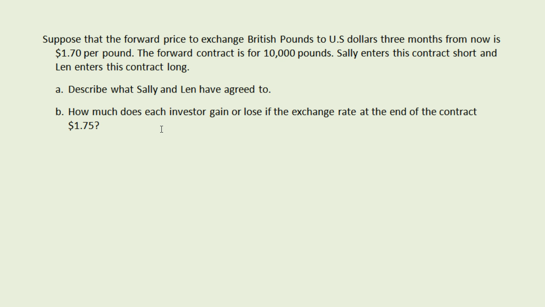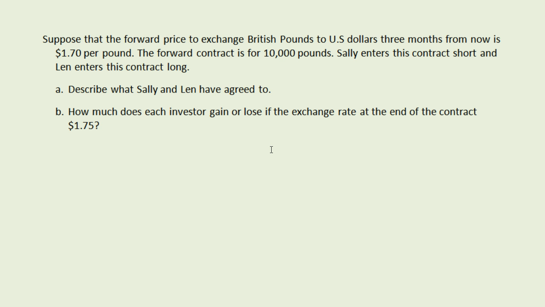So what we have here is that Len has obligated himself to buy something at $1.70, which is now worth $1.75. So he has gotten a good deal here. He's paying $1.70 for something now worth $1.75. He's going to be the winner here. Sally has obligated herself to sell something that's worth $1.75 for less than $1.75. She's going to be the loser here.